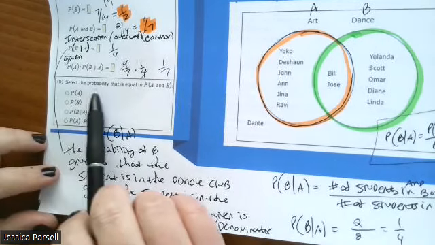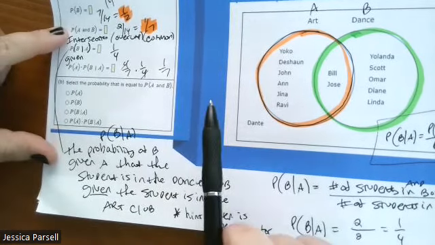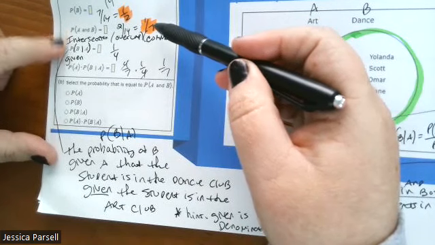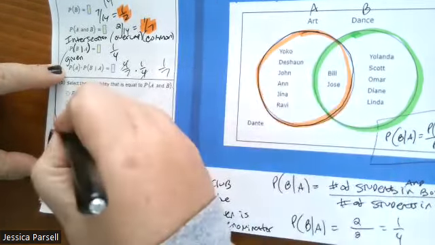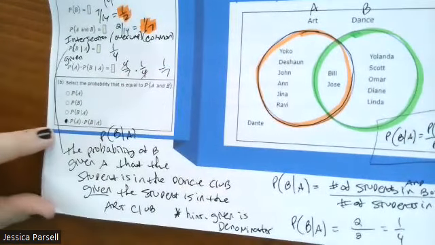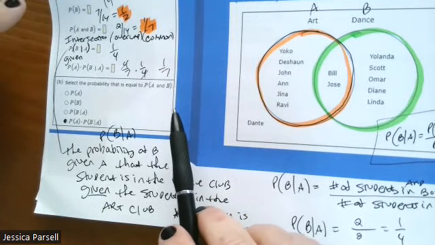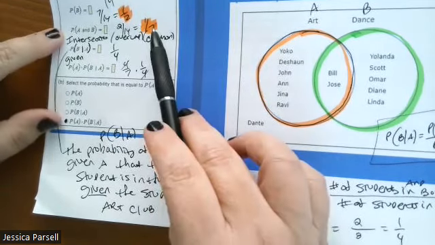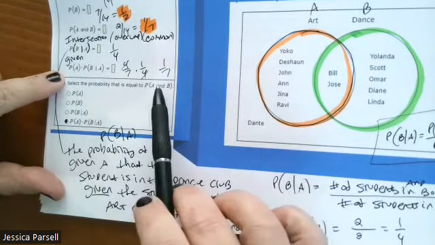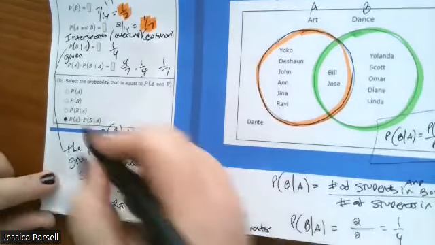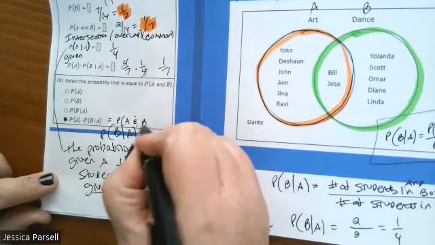Now, the last question is select the probability that is equal to the probability of A and B. Well, the probability of A and B is 1/7, which is the same as the probability of A times the probability of B given A. So it's this guy right here. So the probability of A and B right here is 1/7. And the probability of A times the probability of B given A is also 1/7. So they are equal to each other. So this is equal to the probability of A and B.